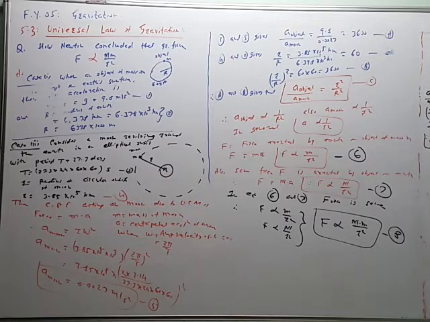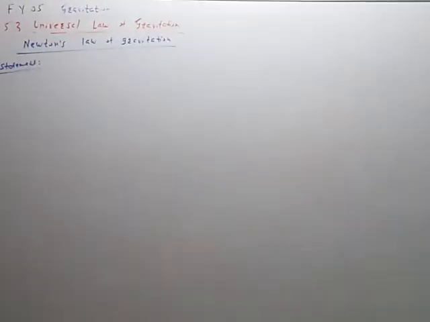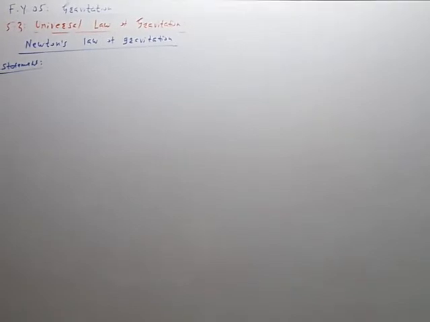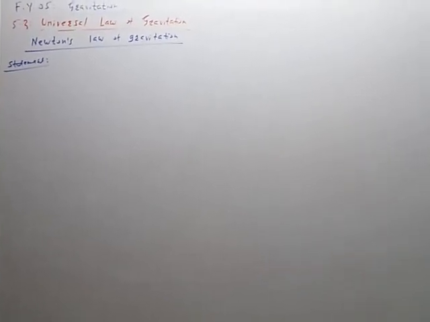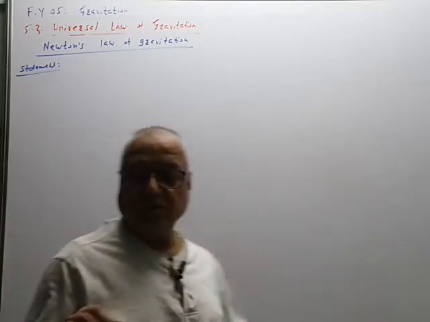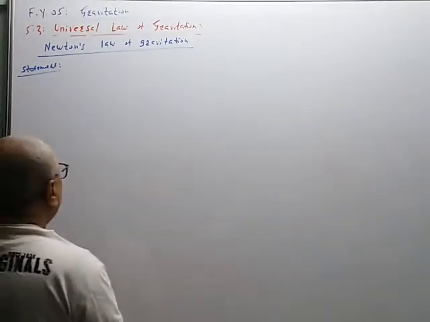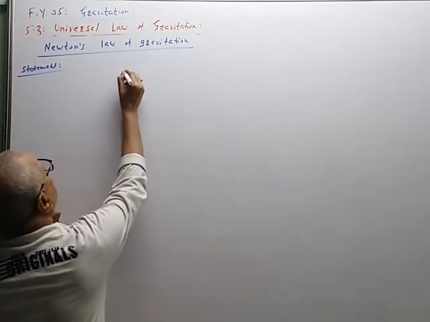So now we have to see this universal law of gravitation in detail. We will go for Newton's law of gravitation. The universal law of gravitation was given by Newton. We already know the statement of Newton's law of gravitation, so it is not necessary to write down the statement. I will explain only.